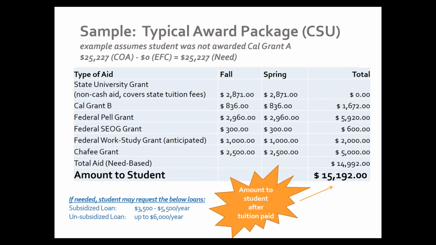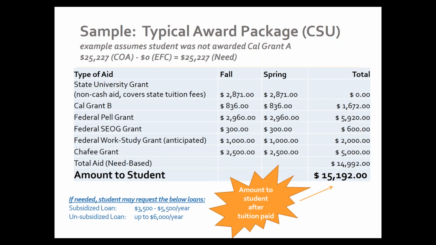So with those two semesters together, they have a total package of 15,192 that a student may receive, minus the 2,000, of course, because with the federal work study, they're actually earning a paycheck. And that State University Grant, the student never receives that. It goes strictly towards part of their tuition, which is the state university fee that's charged by all the CSU campuses. Next slide.